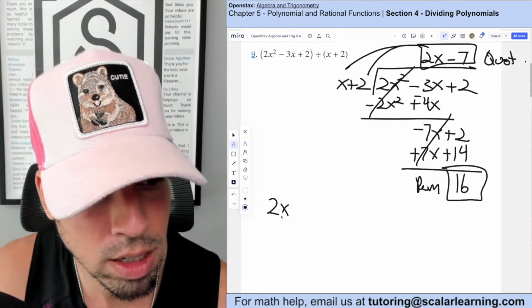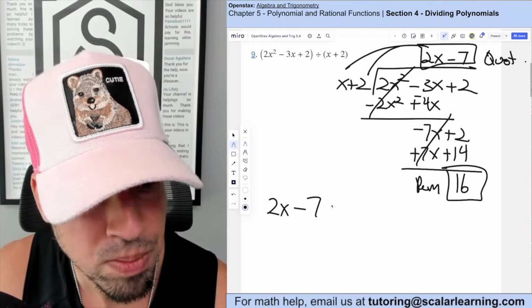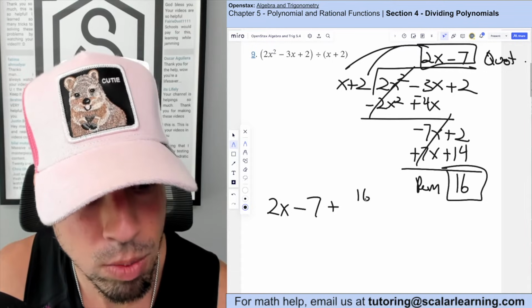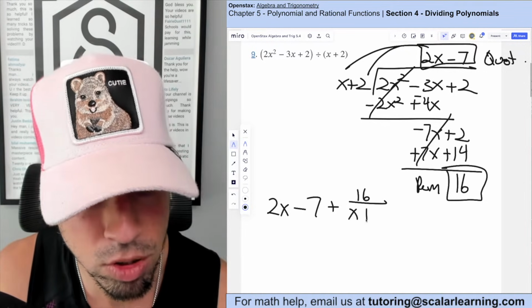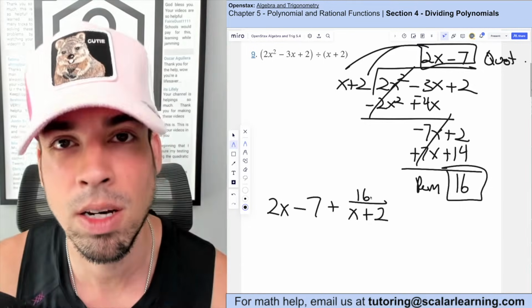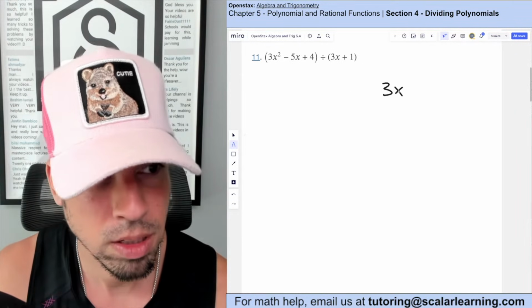We get 2x minus 7. That's just the quotient. And then we take that remainder and we throw it on top of the divisor, which is that piece outside, over x plus 2 for the win. Boom, done. For this one, we're going to set it up in long division.